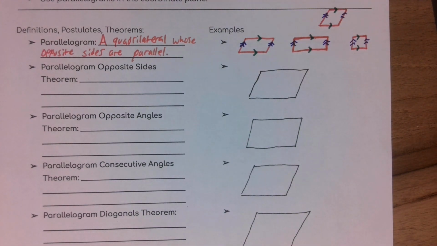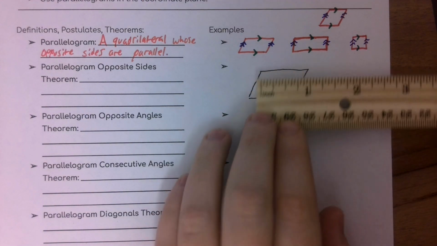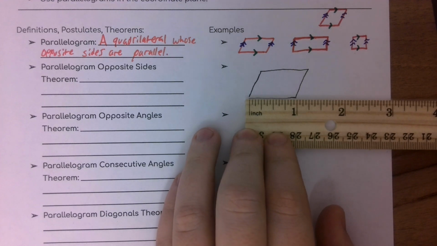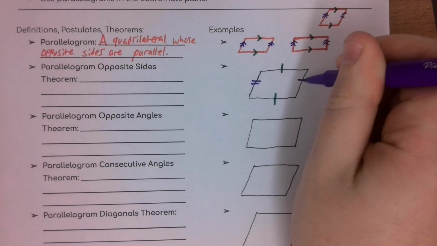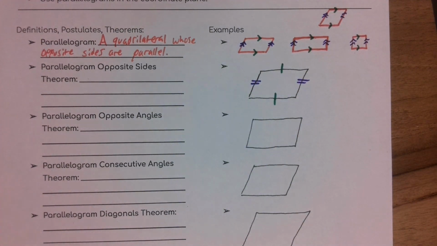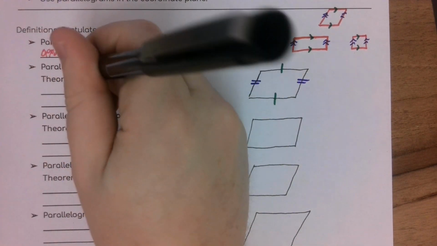Well, those who are keen-eyed among you may have noticed it seems like those sides are about the same length. This one's about 1 inch. This one's about 1 inch. Oh, the opposite sides of a parallelogram are congruent. So the top side and the bottom side will be congruent. The left side and the right side will be congruent. And this is always true of all parallelograms. The theorem goes like this.